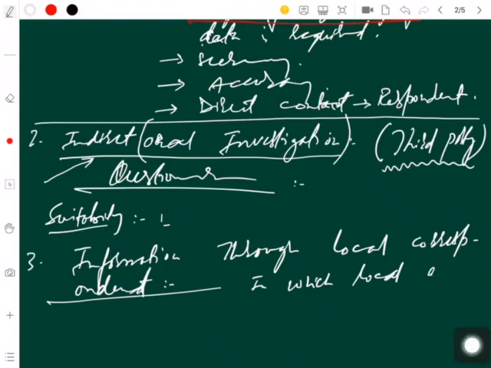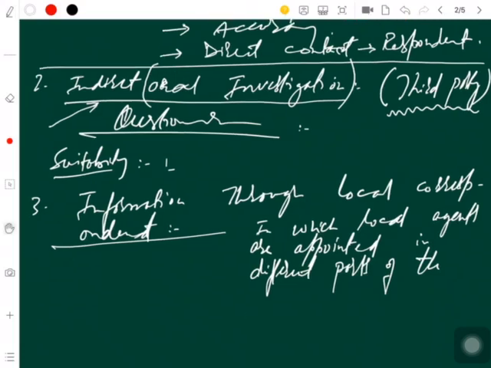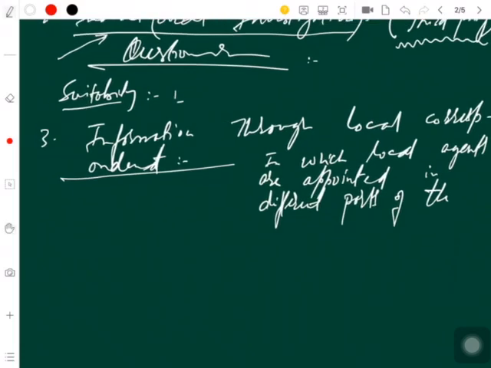agents are appointed in different parts of the investigation area to collect information.